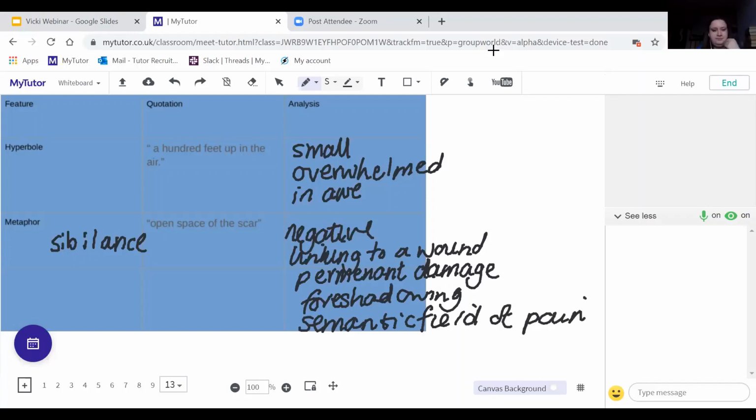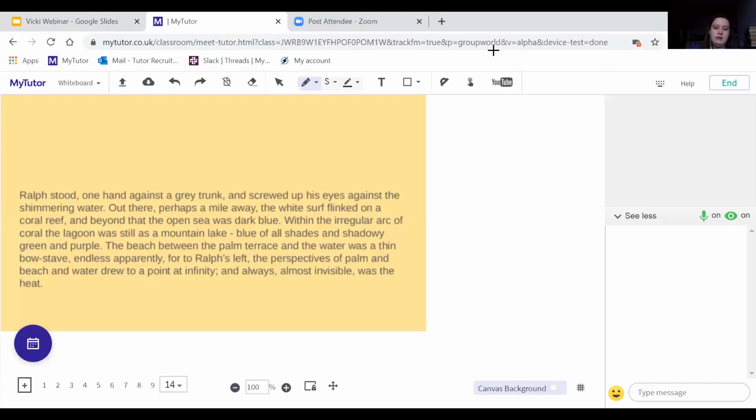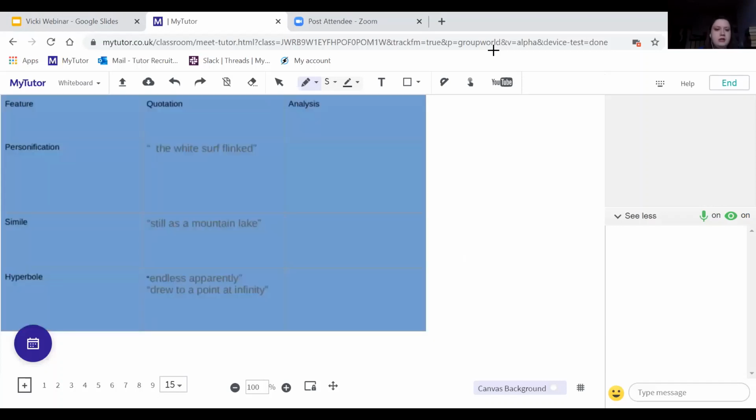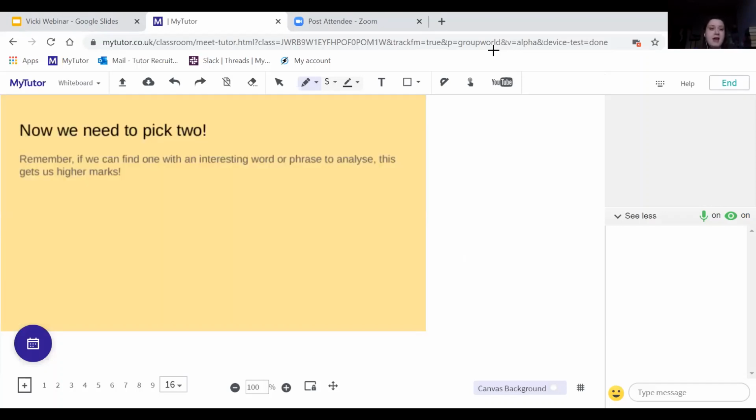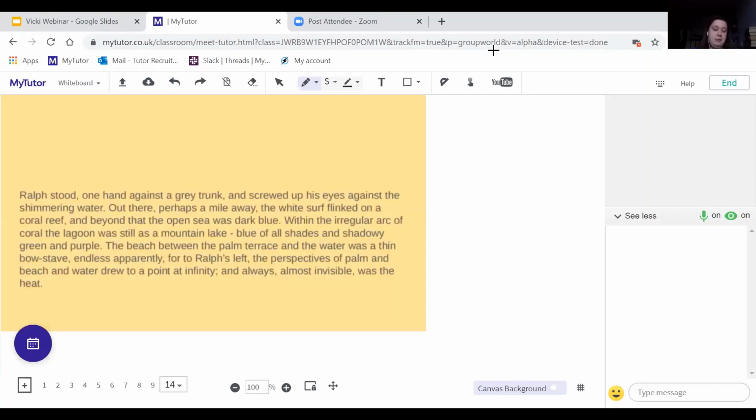Fabulous. Right. So let's have a look at the other half. Then we're going to do the same thing again. We're going to pick two, and then we're going to have a go at writing an example. So, sorry, bear with me, my mouth gets really dry.